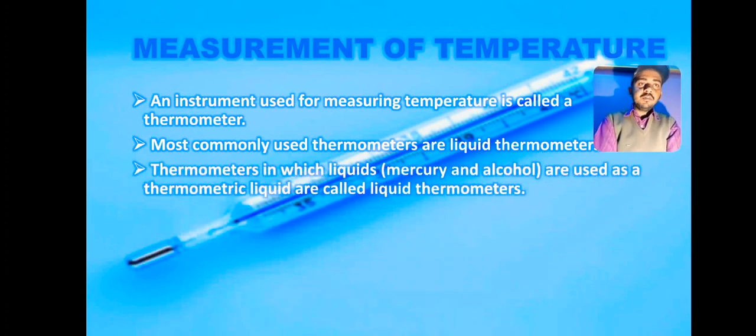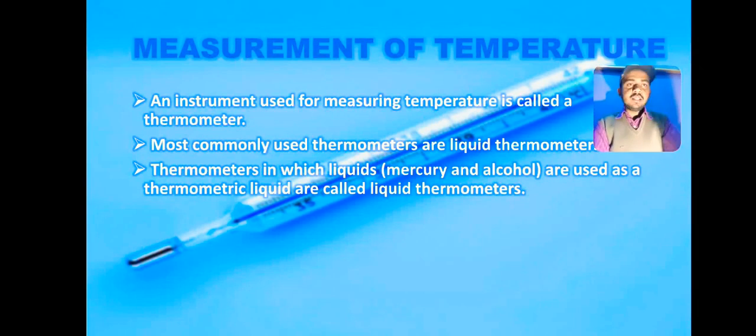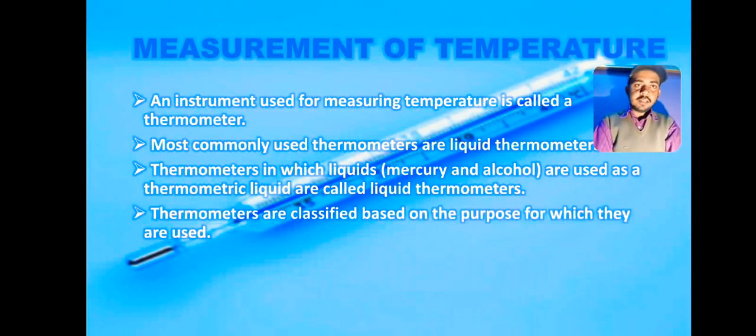Thermometers in which liquids, mercury and alcohol, are used as thermometric liquids are called liquid thermometers. The liquid of a thermometer is termed thermometric liquid. The word thermometric comes from thermometer, and it's called thermometric liquid. Hence they are also called liquid thermometers.